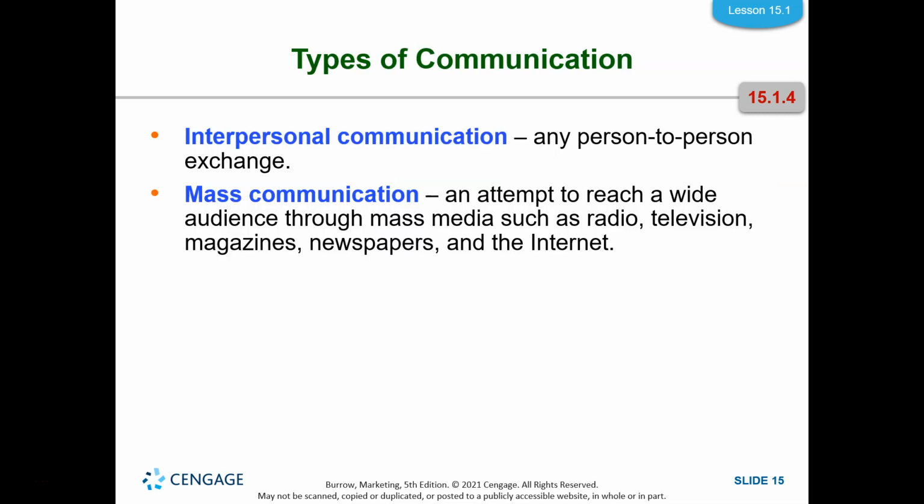Moving on. Let's talk about the types of communication. We're now in section 15.1.4. So a couple definitions here. So we have interpersonal communication. Definition is any person-to-person exchange.